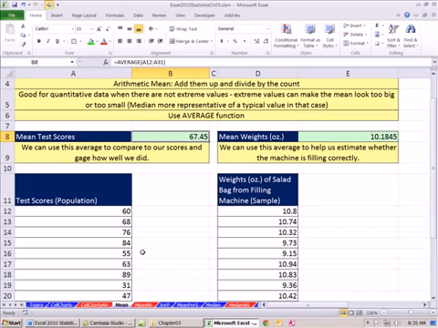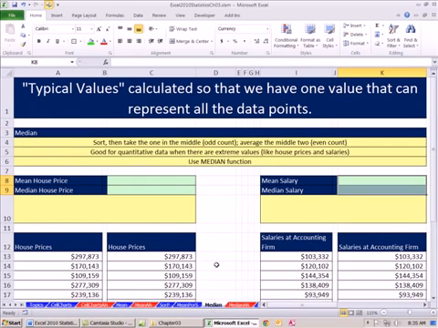Now, we mentioned that when we're calculating mean, this is a great calculation, an average, when there are no extreme values. We want to now look at an example where we have some extreme values and see that using the average function or our mean calculation is not so good. Let's go over to median. I'm going to click on the sheet median.